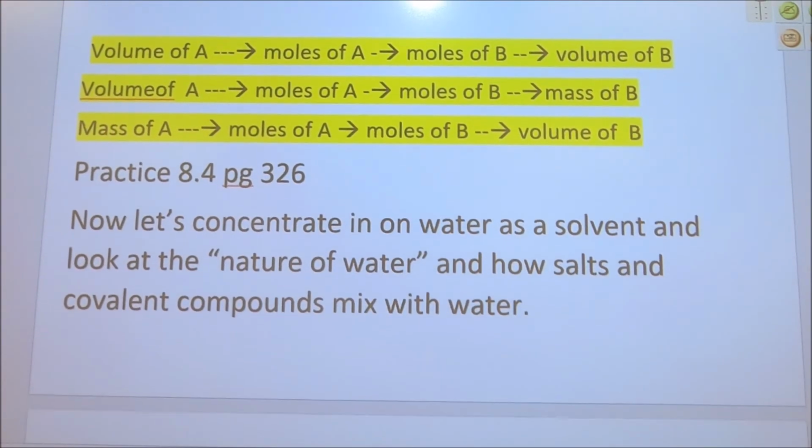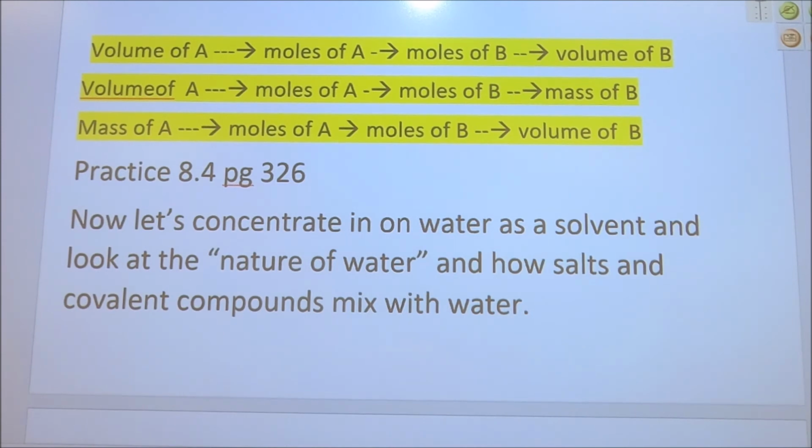So here's the general pattern. We can go from moles of material A to volume of material A using molarity. Then using the balanced chemical equation, we can go from moles of material A to moles of material B. And then if we have the molarity of solution B, we can say how much volume of solution B we would need to react with it. We could also go from volume of A to moles of A to moles of B to grams of B.